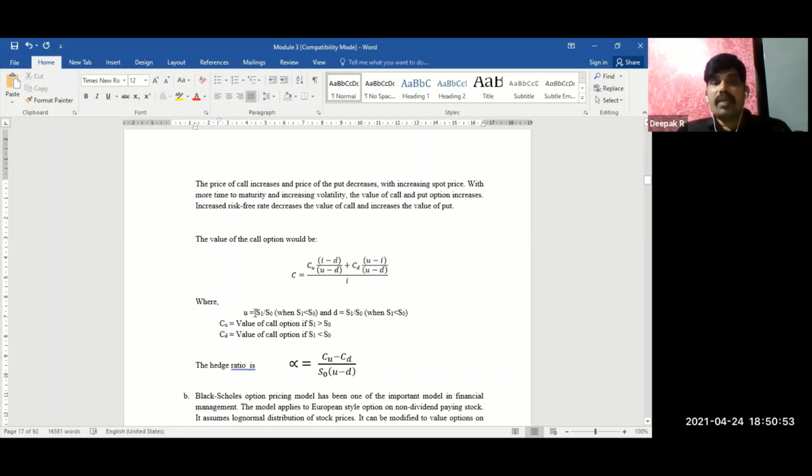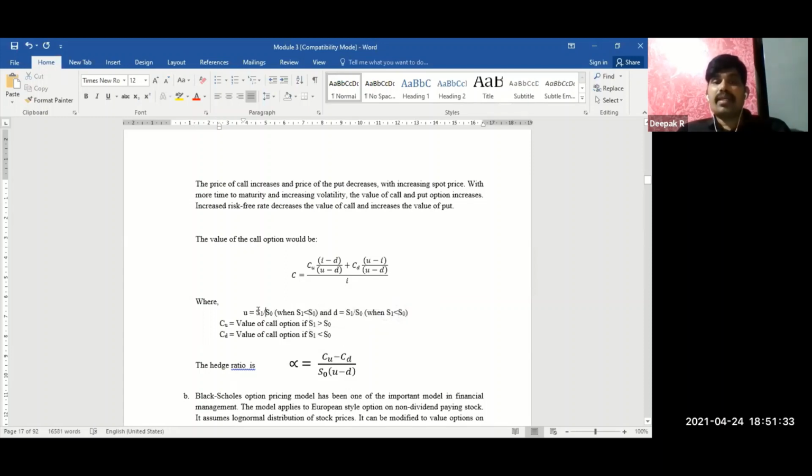And similarly, you will notice you are taking the ratio of the future spot price divided by the spot price, which means that at any point it is trying to say what are the chances of just two things: whether it is going to be positive or whether it is going to be negative. So you will be able to notice the value of the option. If the future spot price is greater than the current spot price, Cu is nothing but the value of the call option; if the future spot price is lesser than the current spot price, Cd.